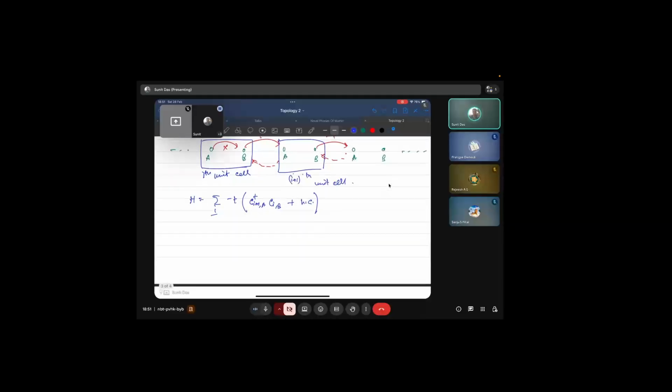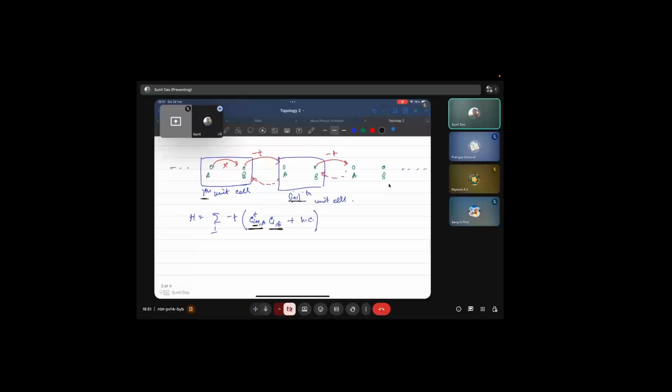So what I am essentially doing is creating an electron at the (i+1)th unit cell, in the A type of atom. So i plus 1 means the (i+1)th unit cell. This is the creation operator. So I am creating, and then I am annihilating an electron from the ith unit cell from the B type of atom. So that's what it essentially means. This particular term corresponds to this process.